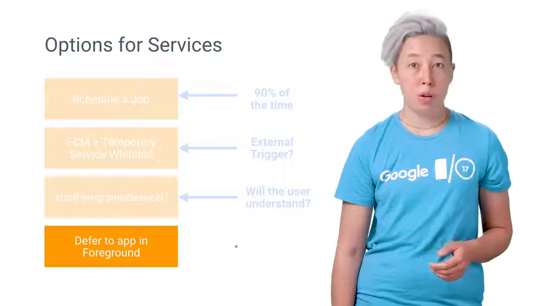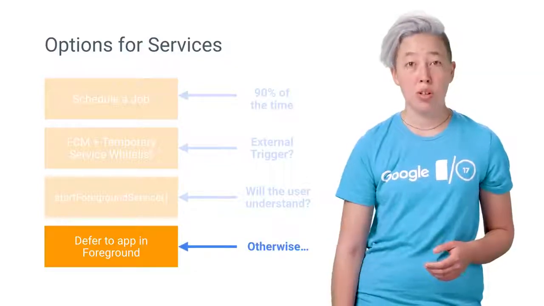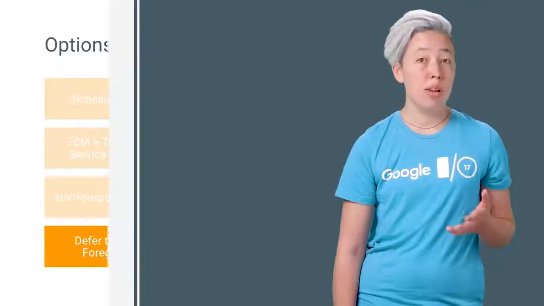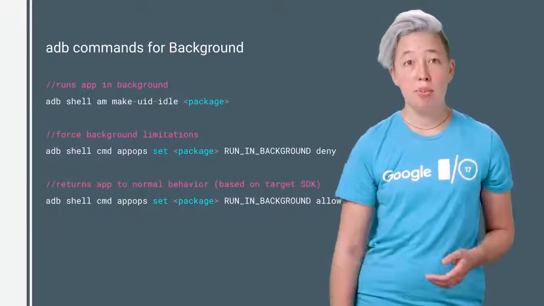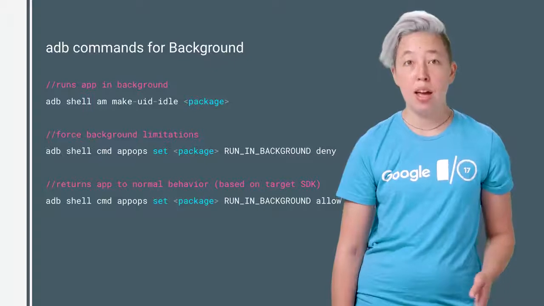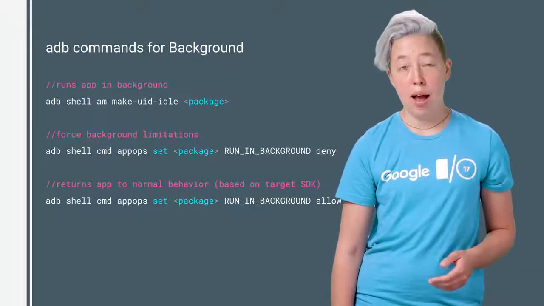If none of those options work for you, you might consider deferring your work until your app is in the foreground. Now, if you need to test your app under the new restrictions, I've also included links below with the ADB commands to make the app run in the background and to force background limitations for your app.